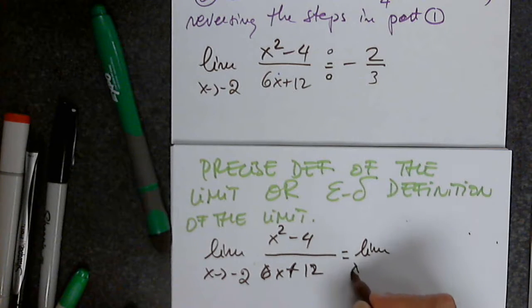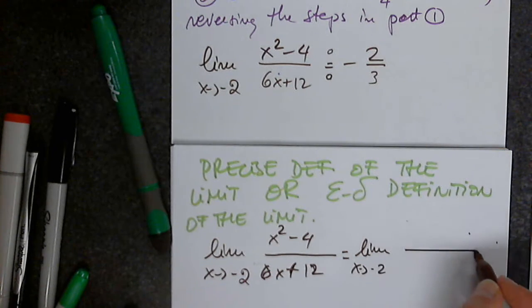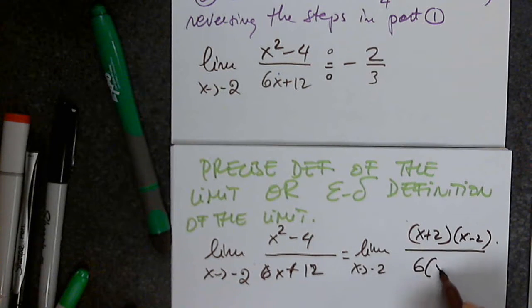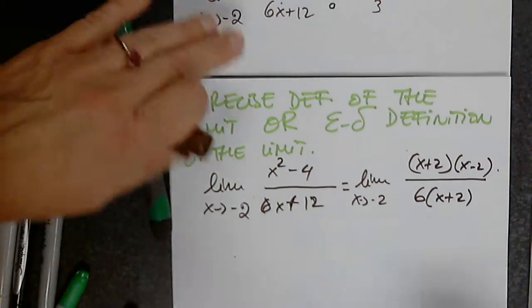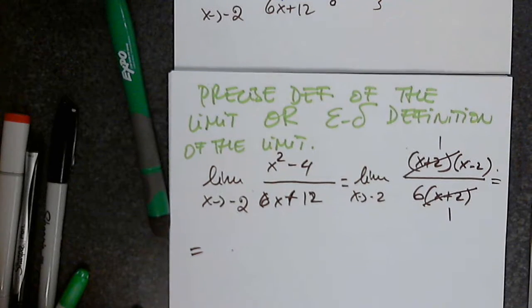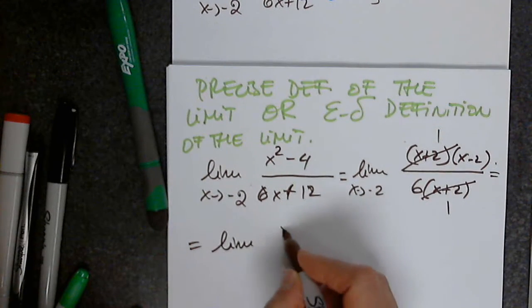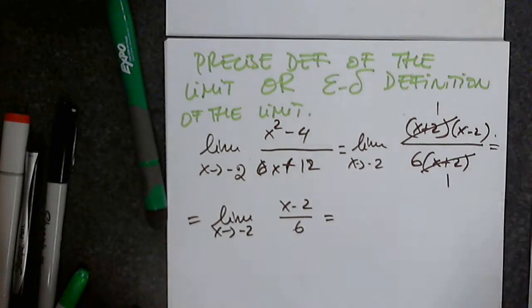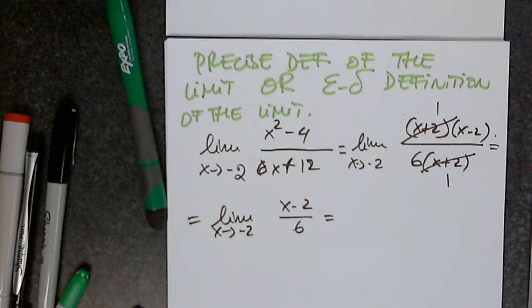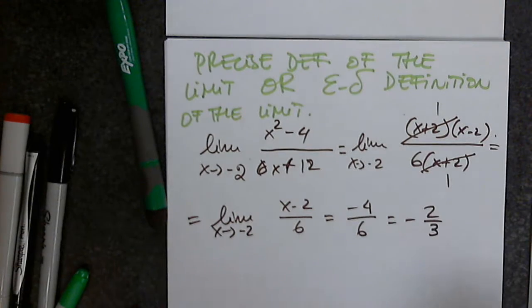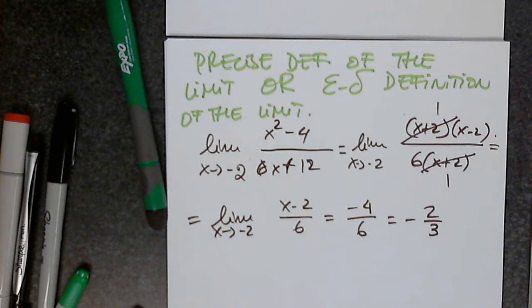So this is limit, x approaches -2, and the top is x plus 2 times x minus 2, and of course I have to have 6 times x plus 2. I'm allowed to simplify because x is never -2, so the new limit is x minus 2 over 6 when x approaches -2. And now I hope you agree that the top is -4 and the bottom is 6, so the answer is indeed -2/3 from what we studied so far. So that is the limit.